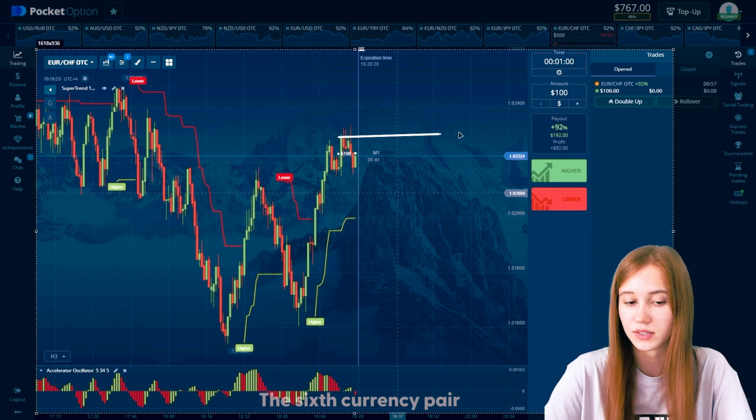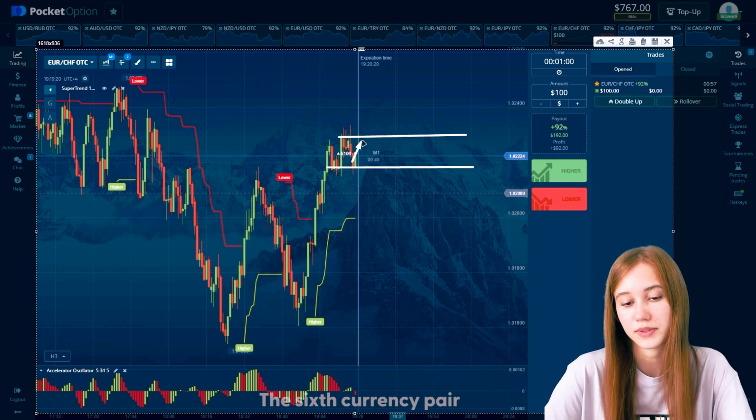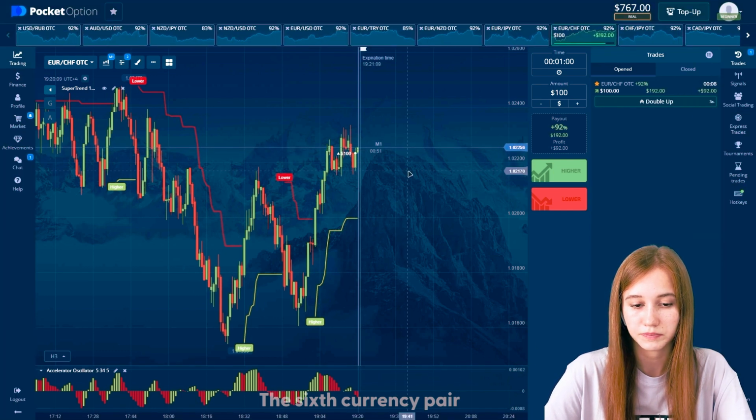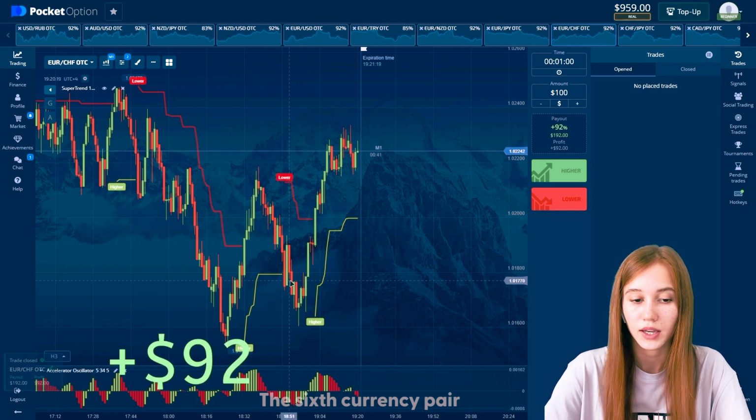Also, if we see a resistance level and the support area, we will move towards this resistance area during the consolidation period. So we opened up, and the super trend also shows an increase, corrections. Let's see. 5 seconds left, and yeah, profit is $92. Good.